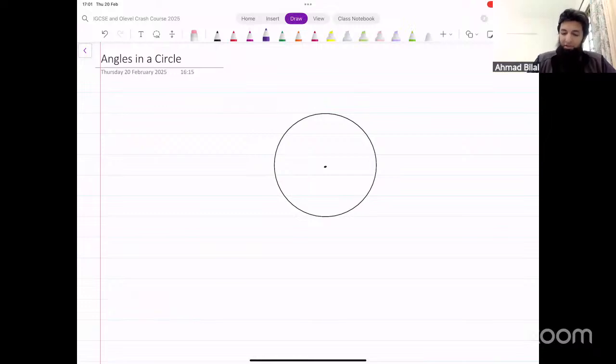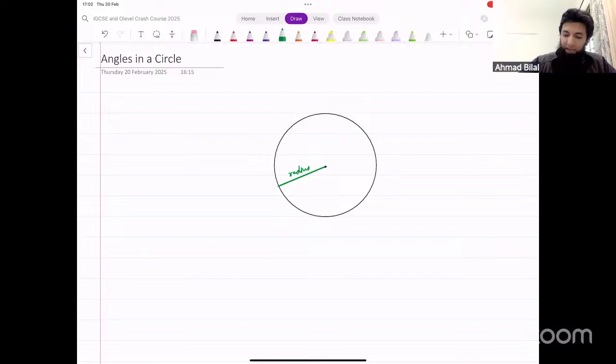So if we have a circle like this, this point is the center of the circle, right? That's kind of obvious. Now, if you have a line that is coming from the center of the circle to the circumference of the circle. Circumference is this boundary of the circle, right? This is called the circumference. If we have a line coming from the center of the circle to the circumference, this line is known as the radius.